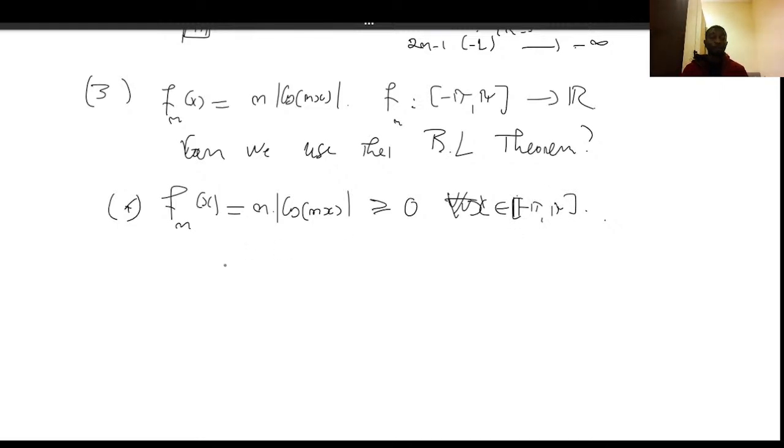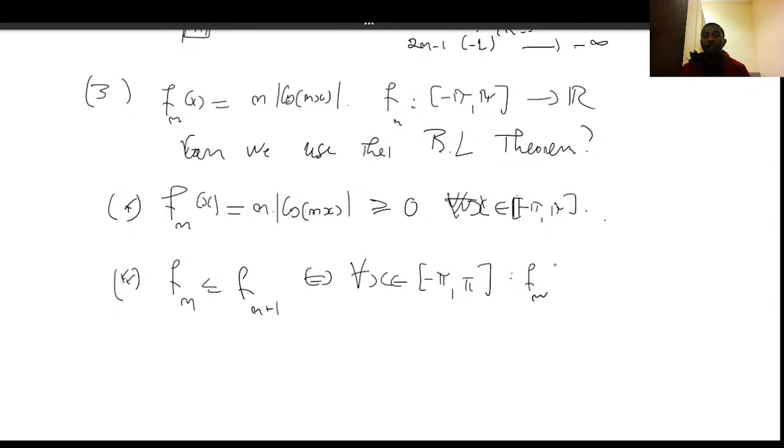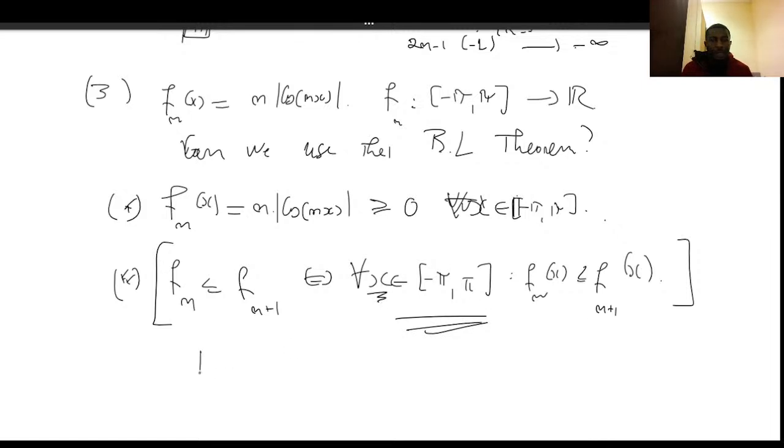Now we have to see if the sequence is monotone, so increasing. We must check if we have fn less than or equal to fn plus 1. That is equivalent to saying that for x in minus pi to pi, we must have fn of x less than or equal to fn plus 1 of x. We must check if this is true. So, is this relation true for any x? Let's see. Take, for example, x star equal to pi over n plus 1. This is an element of minus pi to pi.